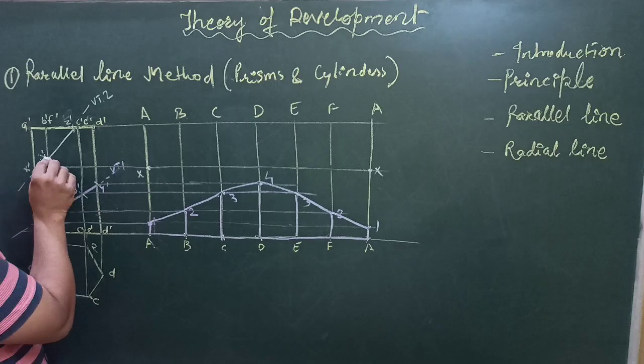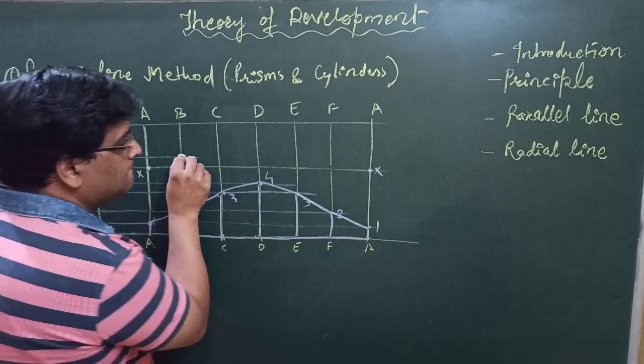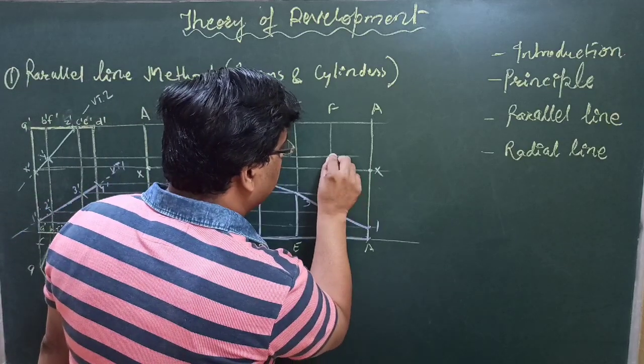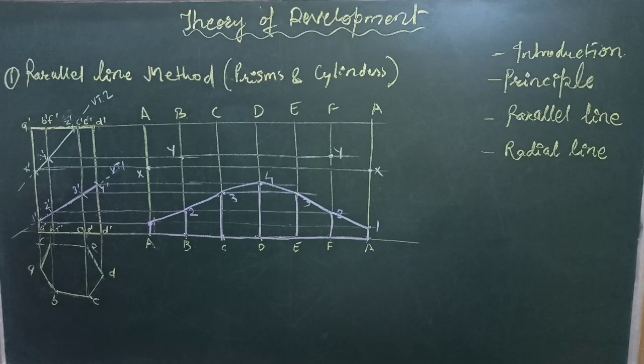Then y dash, so B and F. So this will be y. What about this z dash?